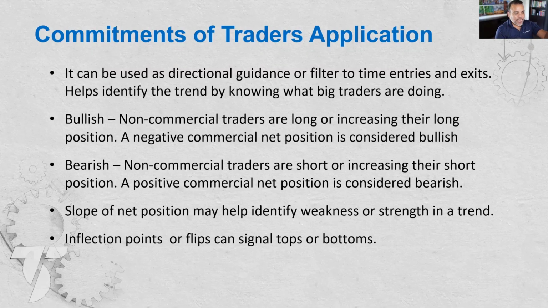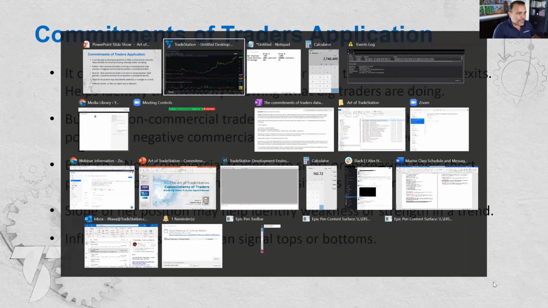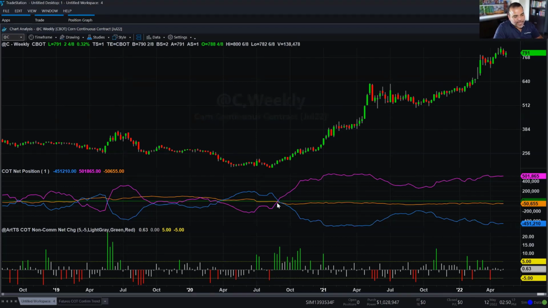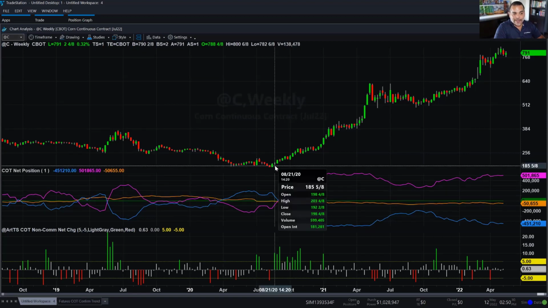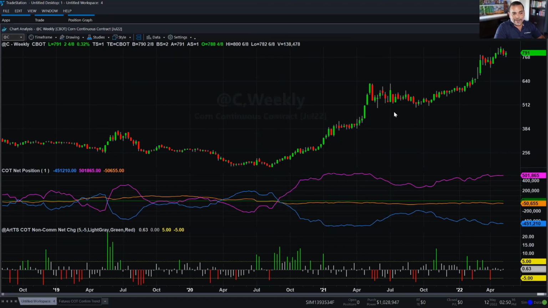I didn't point any inflection points, but if we go back here to the chart, if you look at this area where the commercials were positive and now they're negative, and the non-commercials were negative and now they're positive, there's a flip on the graph. You can see that sometimes that correlates with big turning points in the market. Notice how interesting that was, a few weeks later, we see that big increase in price for corn. So take a look at these inflection points when there's a flip between non-commercials and commercials.